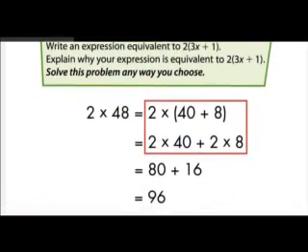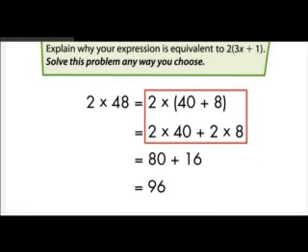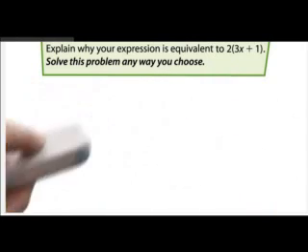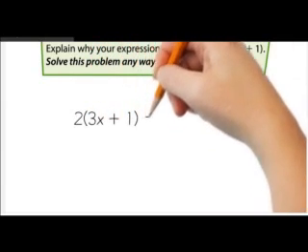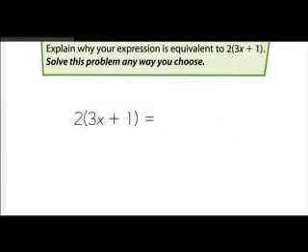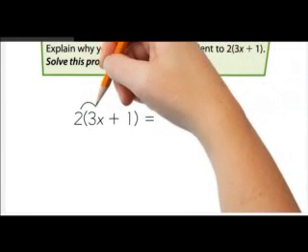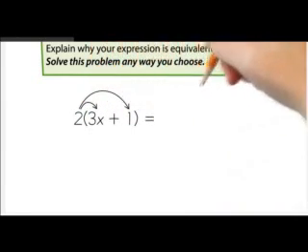Help students verbalize the distributive property. Multiplying a sum by a number is the same as multiplying each addend by that number. Finally, guide students in applying the distributive property to write an equivalent algebraic expression. Multiplying the sum of 3x and 1 by 2 is the same as multiplying 3x by 2 and 1 by 2.